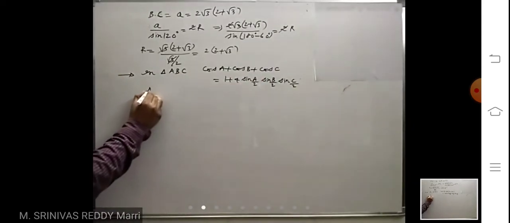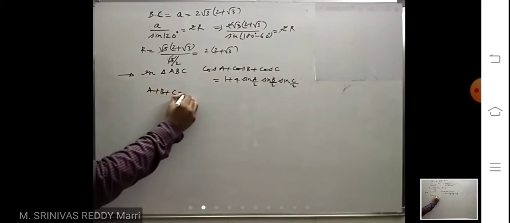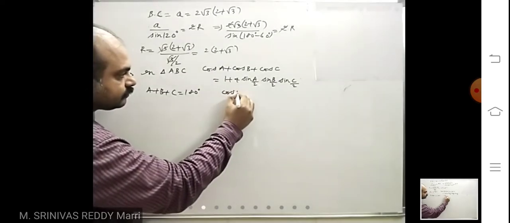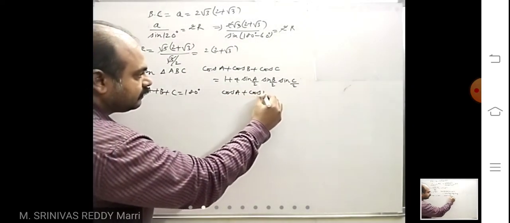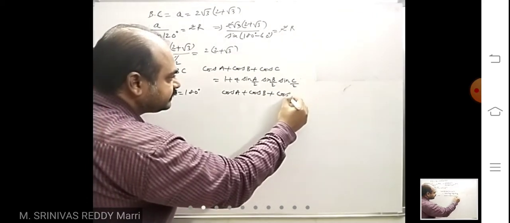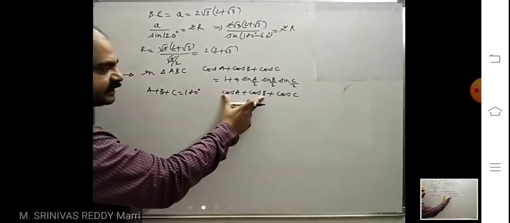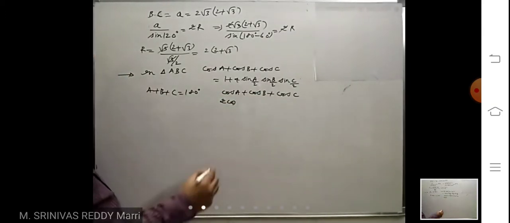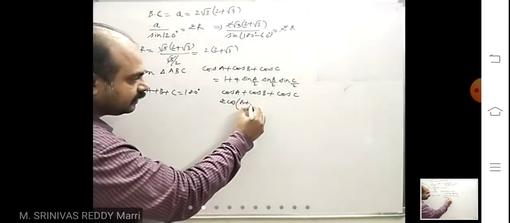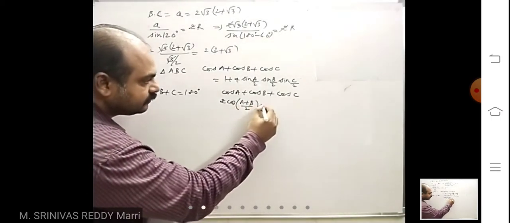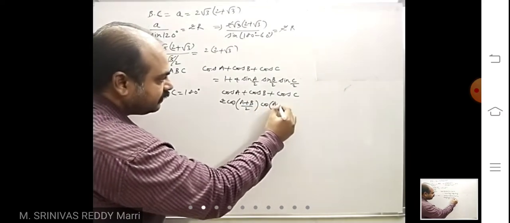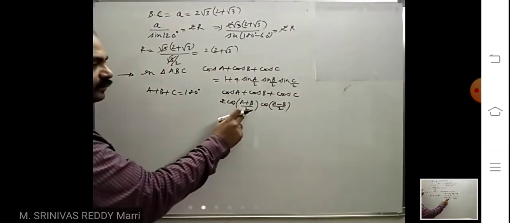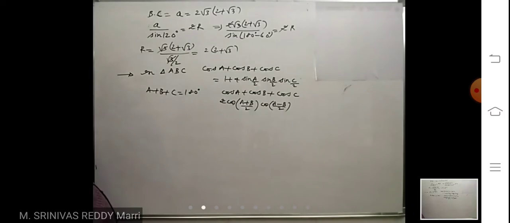Look at, in triangle ABC, A plus B plus C is what? 180 degrees. Whenever this type of problem comes, you apply transformation, right? Cos C plus cos D is 2 cos of A plus B by 2 cos of A minus B by 2. Just the transformation: 2 cos C plus D by 2 cos C minus D by 2.